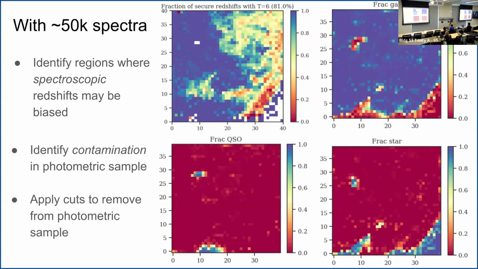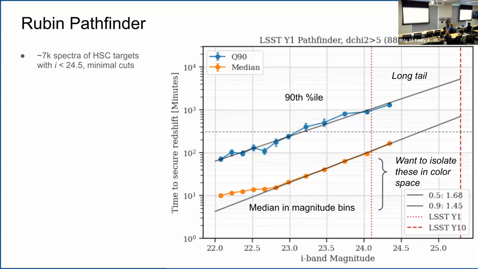Another thing I can look at is how this sample, I can identify contamination. So, oh, look here, there's a bunch of stars left over in my sample and a bunch of quasars, even though I've applied cuts to remove those. So that allows me to prune those out. I can now remove something like 2% of my photometric sample that is dominating the systematics budget. So this type of sample pruning is something I'm excited about.